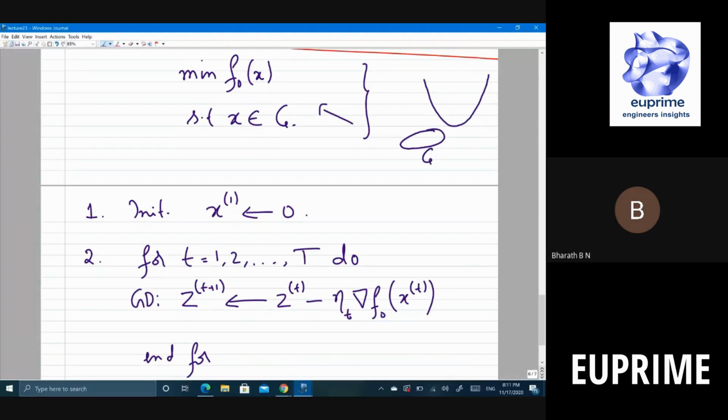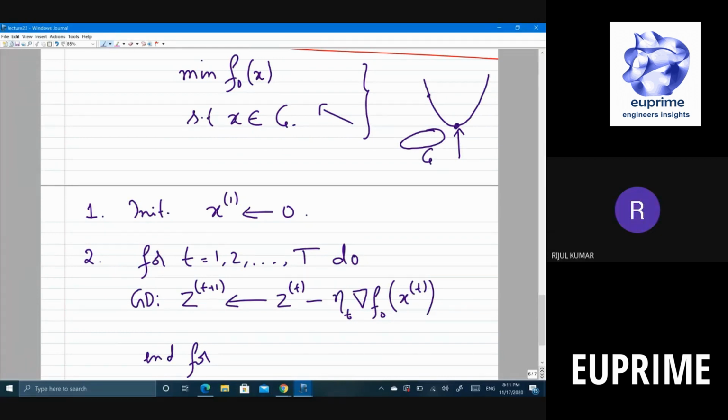This is your C, for example. Now, what will happen if I start here and keep on going in the direction of descent? So it will reach this point. Is this the solution for this problem, if C is this?